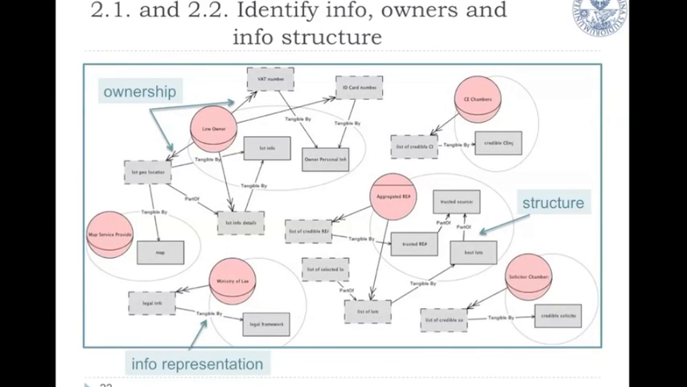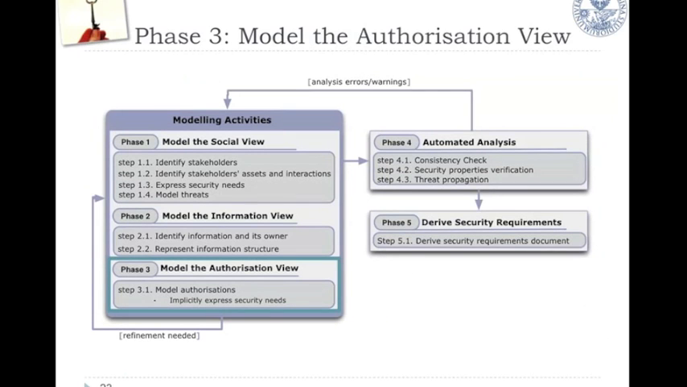So, as shown directly on the tool, this would be the information view for the eGov scenario. Now, we need to capture what are the permissions that actors grant to one another with respect to the information they own or have authority to manipulate, to perform operations with, towards other actors that might need to perform operations over this information.